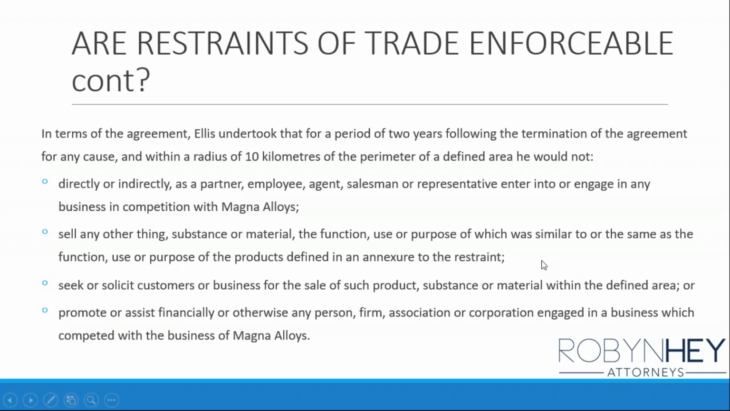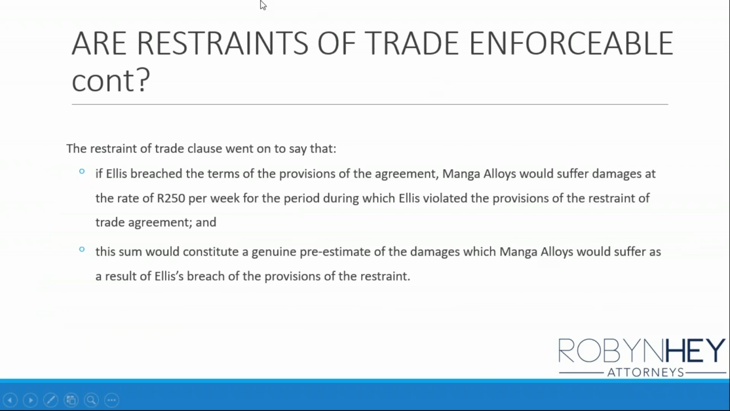Okay, so what then happened, and then in addition, the contract said that if he breached the terms of his agreement, Magna Alloys would suffer damages at the rate of 250 Rand per week, bearing in mind this was 1984.